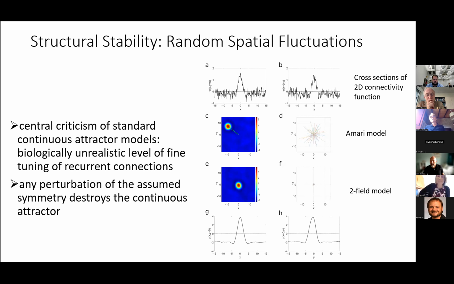Yeah, this is Amari. There's a difference between the Amari and the two-field model. Here, you can say there is some small drift, even with a lot of noise in the kernel, a break of the symmetry, and it still stabilizes the bump at the position. There's small fluctuations. In the Amari case, it totally destroys the continuous attractor, so this bump moves to any position.